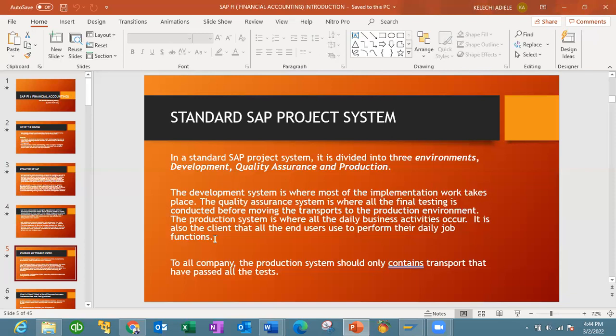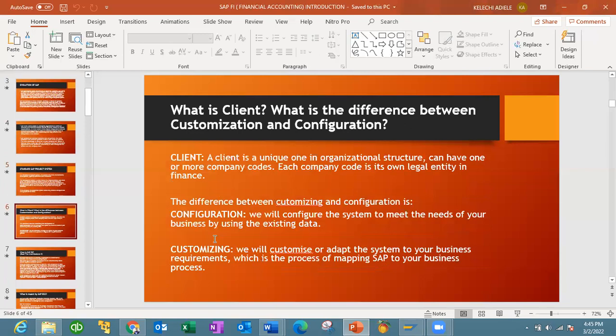For all companies, the production system should only contain transports that have passed all the tests. So you cannot move directly from development to production. You have to go through quality assurance. You have to go through tests. Very, very important.